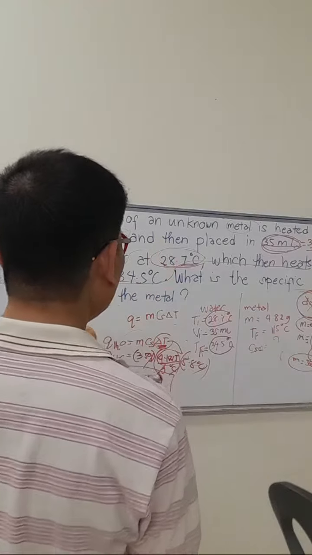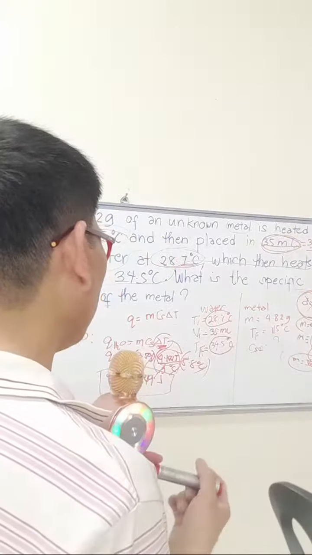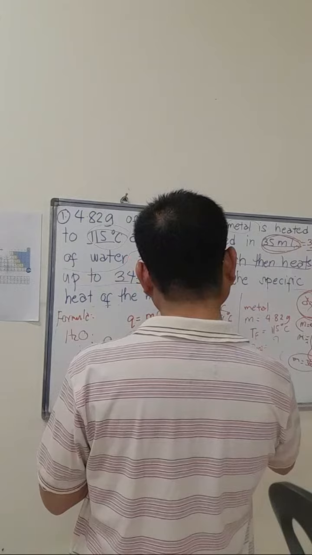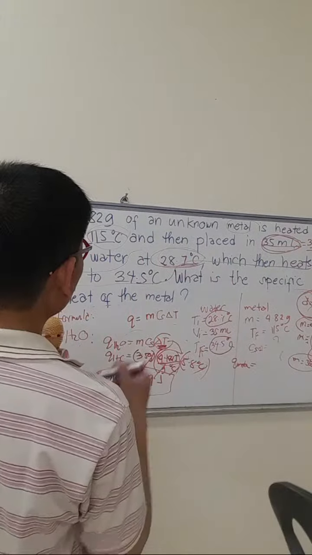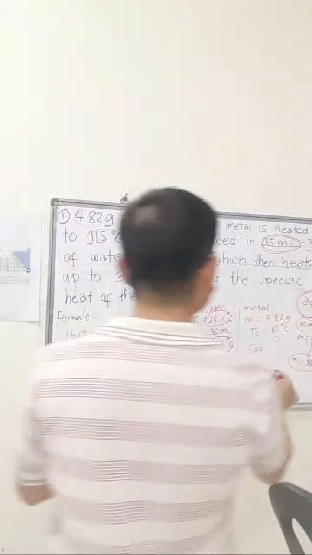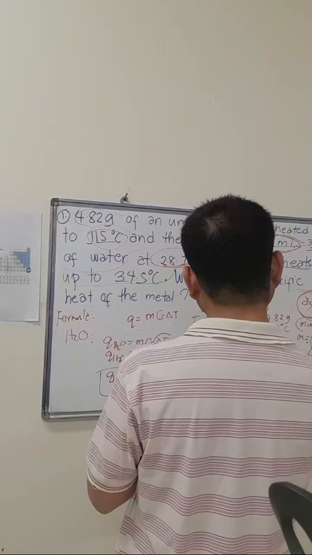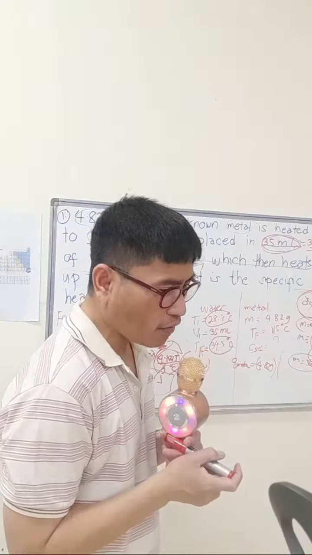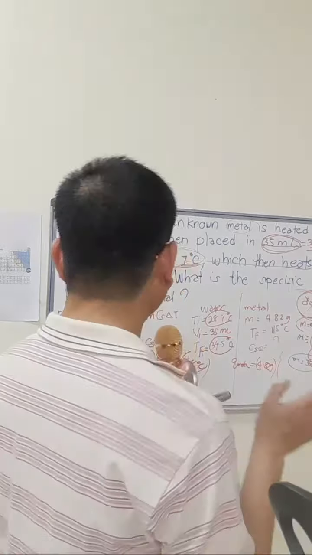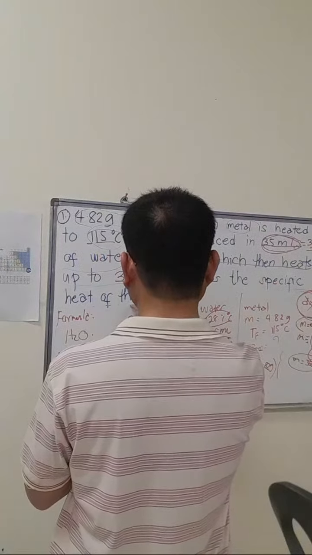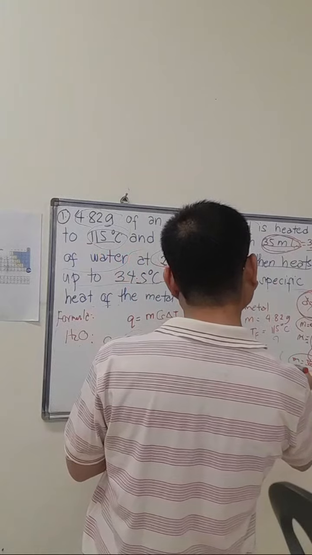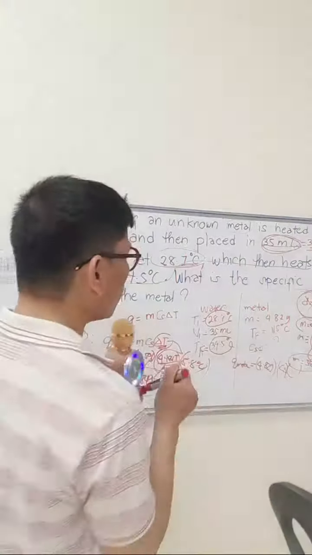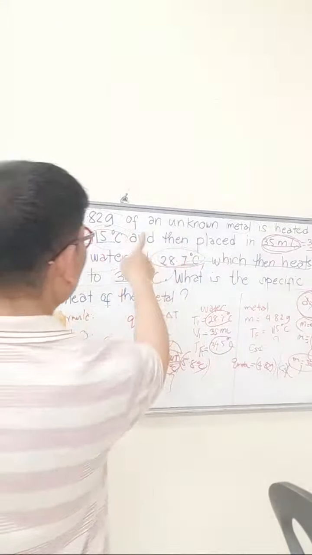This is the water. Now, what is the formula of the metal? Q metal is equal to the mass of the metal, and the mass of the metal is 4.82 grams. It's mentioned already. Then, what is the specific heat capacity of the metal? This is our question. So put Cs. And then there's still a delta change in temperature. What is the change in temperature of the metal? Look at the problem again.